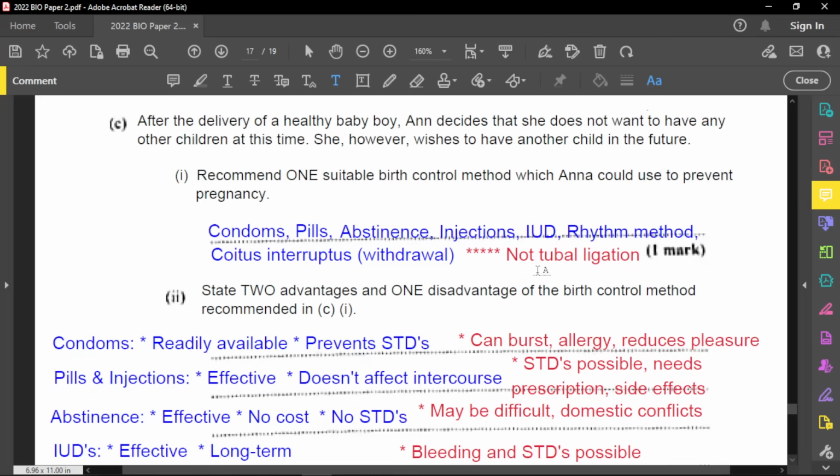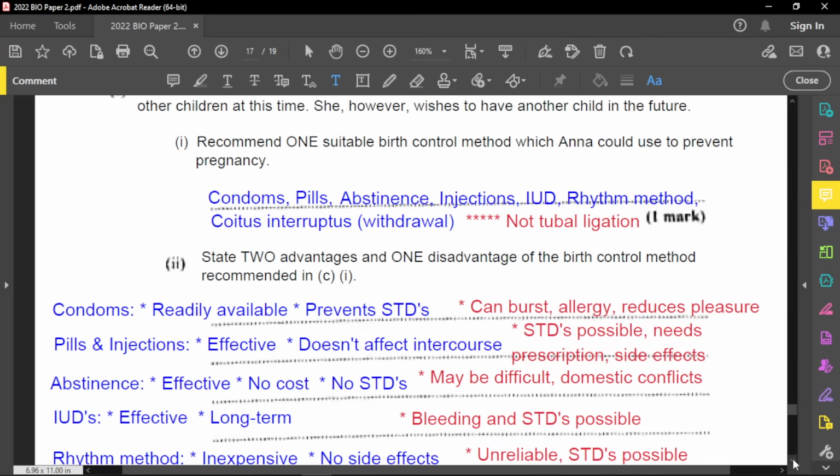All right. Now for part 2, it says state 2 advantages and 1 disadvantage of the birth control method recommended in C1. So we want to talk about all of these. And so let's start with condoms. Condoms, well, the advantages are in blue, the disadvantages are in red. And so for condoms, they're readily available, prevent STDs. The disadvantage: can burst. For some people, they have allergy or allergic reaction to latex. Reduces pleasure in some cases. And those are the disadvantages.